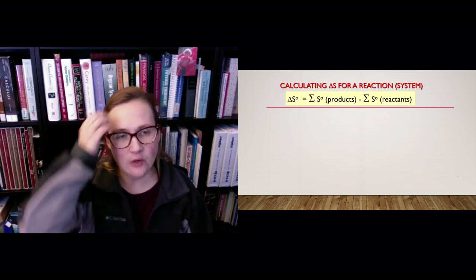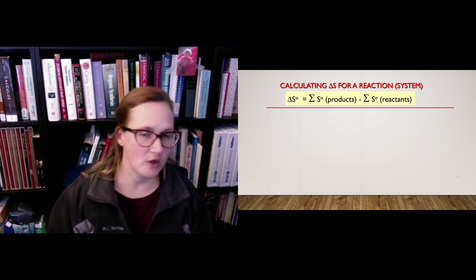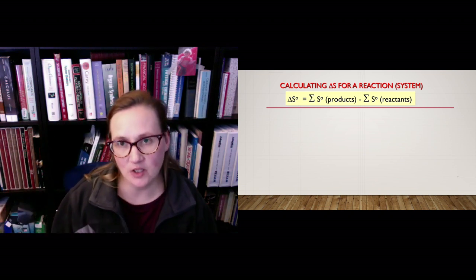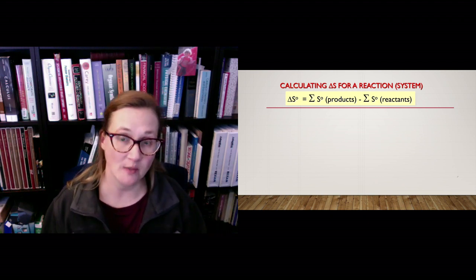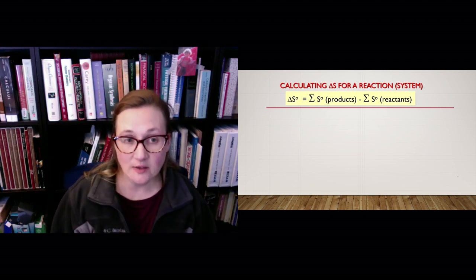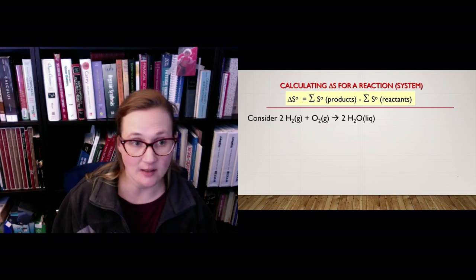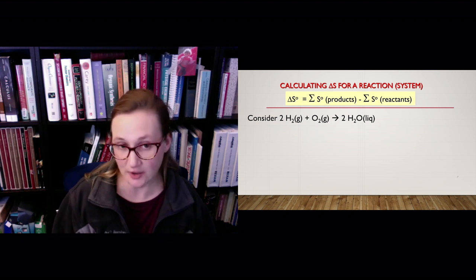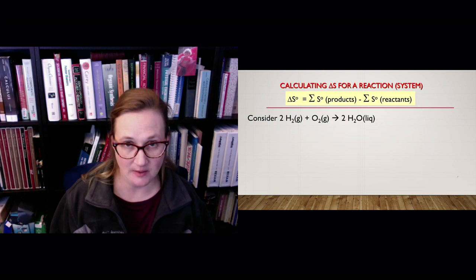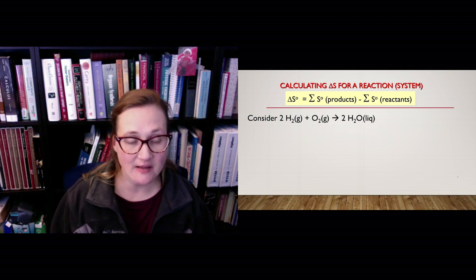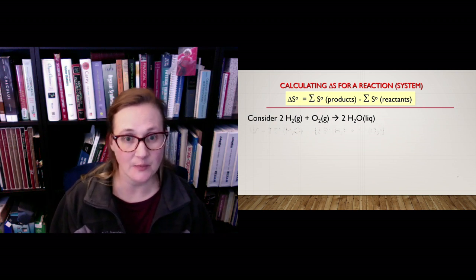So if we want to measure the entropy for a universe, we will have to measure the entropy of a system and the entropy of its surroundings separately. So first off, we're going to measure the entropy of a system given the standard entropies of our products and reactants. And so we're going to look at this reaction. We have hydrogen and oxygen makes water. Pay attention to the phase. So we have gas for our reactants, and we have liquid water. So that's going to be important that we pay attention to the phases.